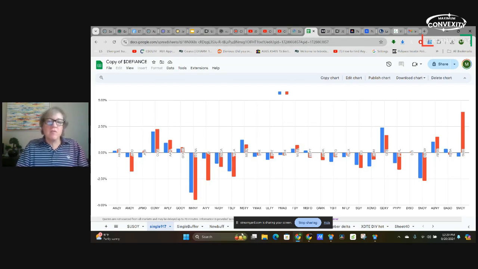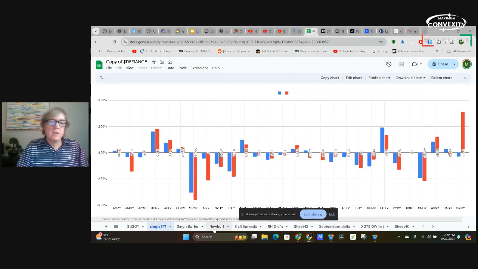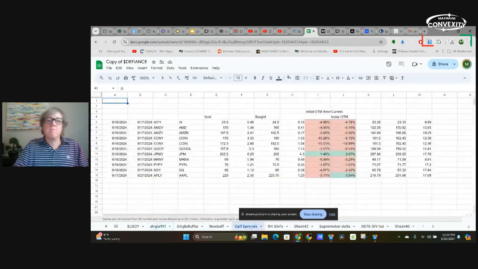We have another way of looking at this. This was as of a couple of days ago. These were the call spreads that were open a couple of days ago. So we had AMD, so AMDY, AMZ had one open. So let's look at the AMZ one. They had the 187.50 sold and the 192.50 long.